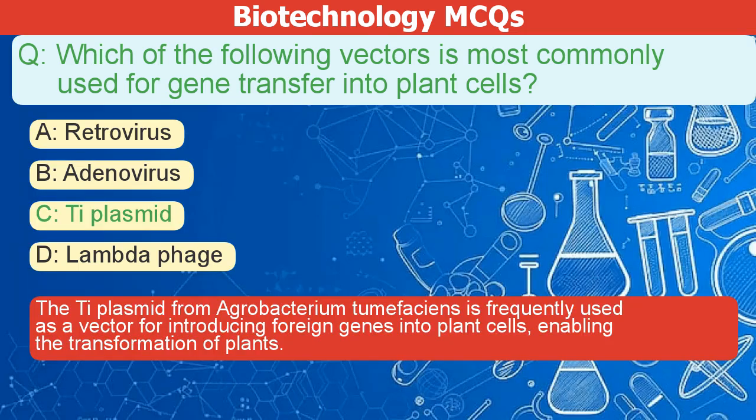The correct answer is C. The Ti plasmid from Agrobacterium tumefaciens is frequently used as a vector for introducing foreign genes into plant cells, enabling the transformation of plants.